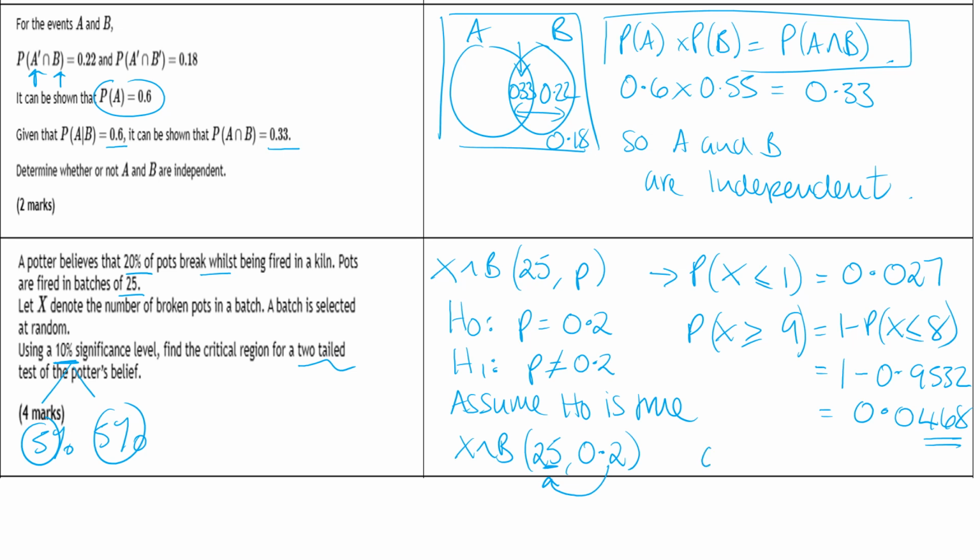So as long as x is between 0 and 1, and then if x is bigger than or equal to 9 and less than, obviously, our 25, this is our critical region.